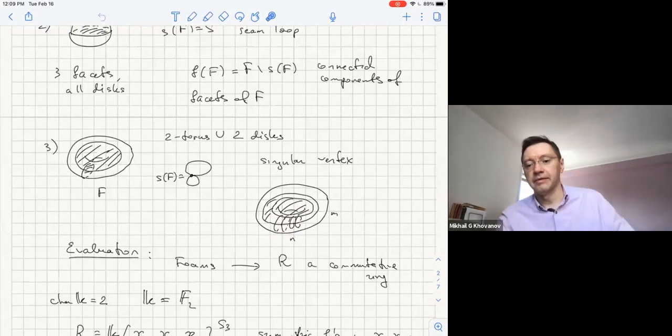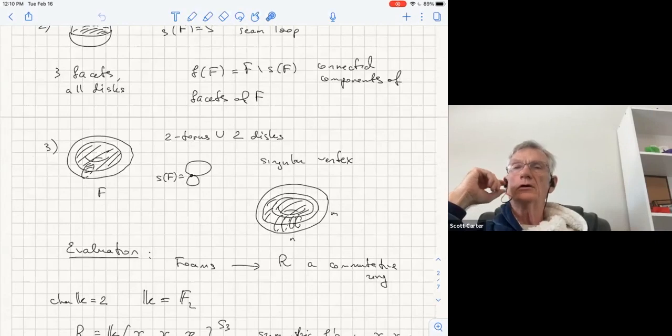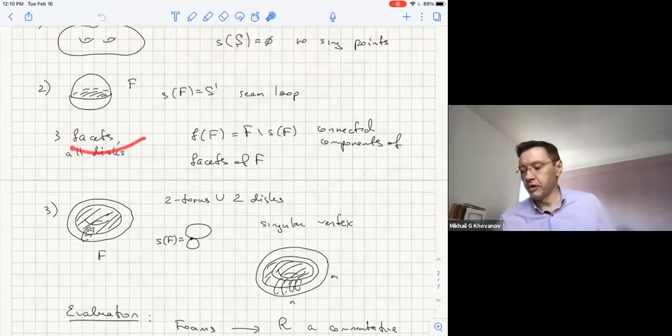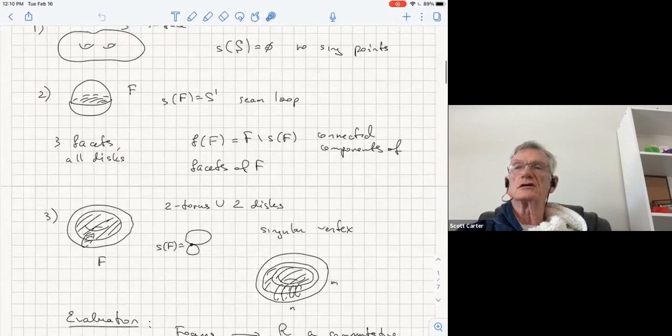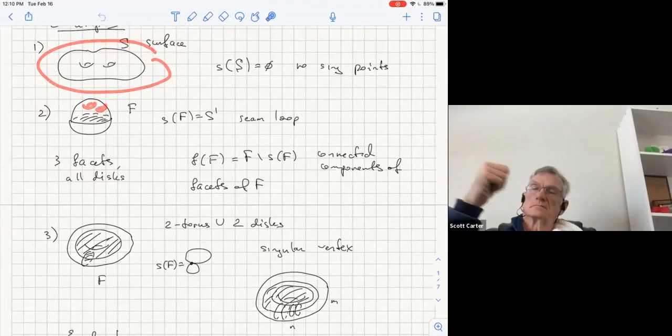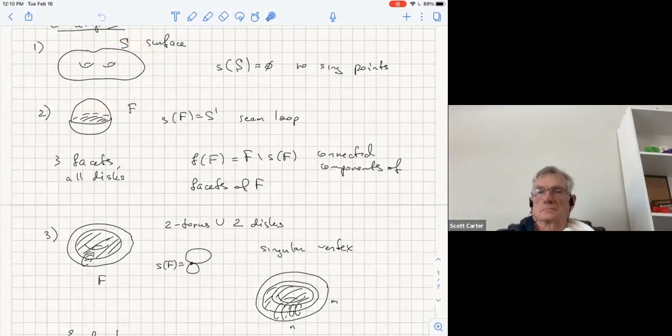Louis, please. Above, you wrote that the 3 facets were all disks for the theta foam, but not all facets are disks. Yeah, so for this foam, all facets are disks. Right, but in general, not all facets are disks. Yes, and in fact, you can always add genus to a facet. You can always just add a disk to a facet.